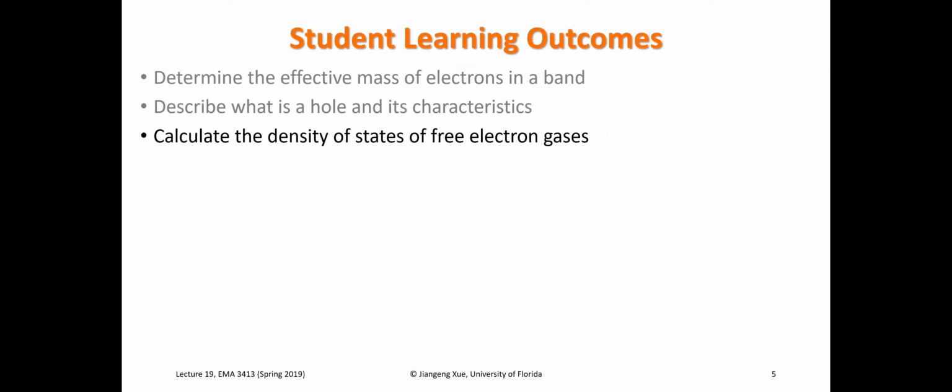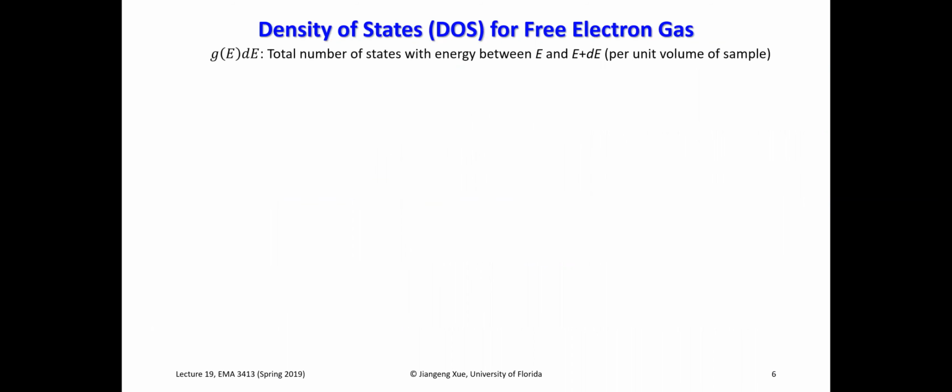The next student learning outcome is about the density of states. You should be able to calculate the density of states of free electron gases. First of all, the definition of the density of states is similar to the mass density, but now we're looking at the number of states. If you take the density of states multiplied by a certain energy interval, that gives you the total number of states with energy in between this energy interval. And sometimes people normalize that to the volume of the sample.